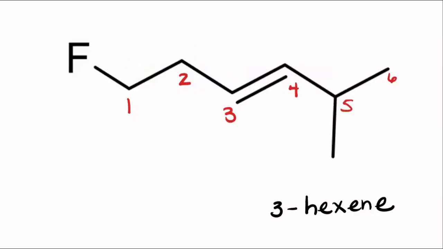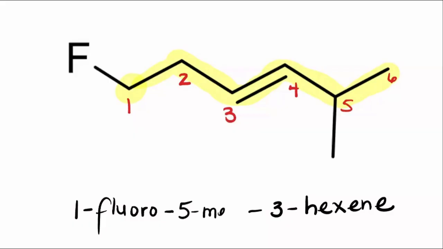And then I have to put them, since they're different substituents, in alphabetical order. Let me highlight the parent. So this is my parent chain. So the complete name for this molecule is going to be 1-fluoro, because F comes before M, 5-methyl, 3-hexene.